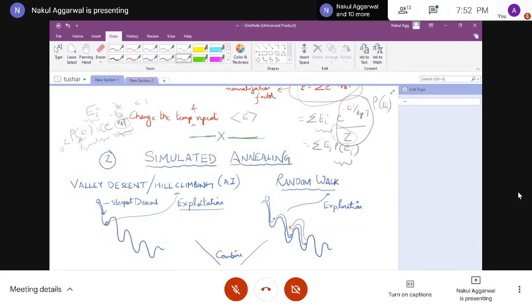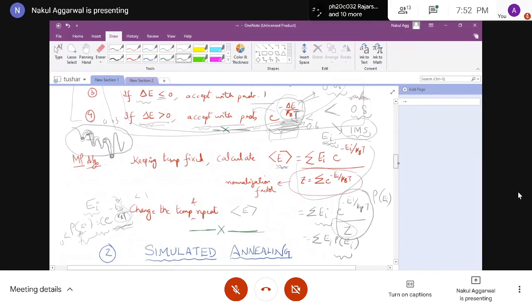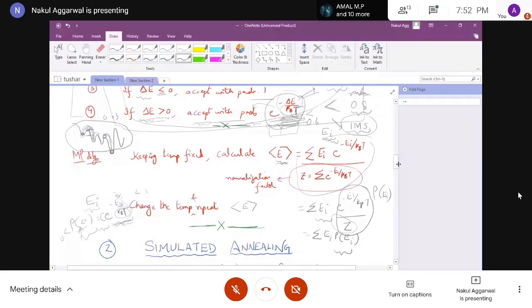So this factor, and I will discuss the importance of these parameters delta E and T in simulated annealing, but we can right now see that these factors are helping us reach those global minima. This probability distribution is actually very effective. So this is how we calculate thermodynamic quantities.